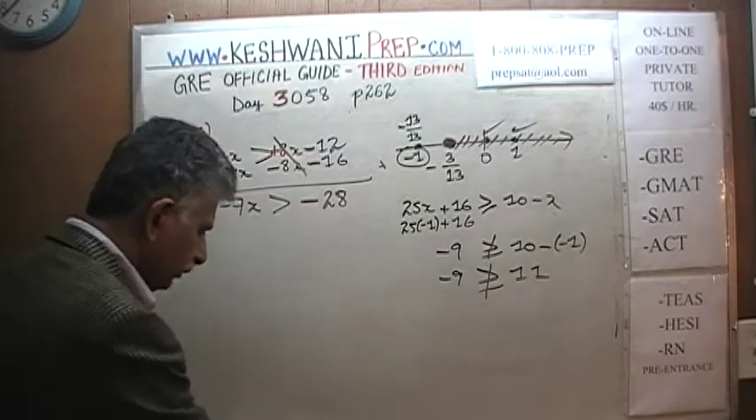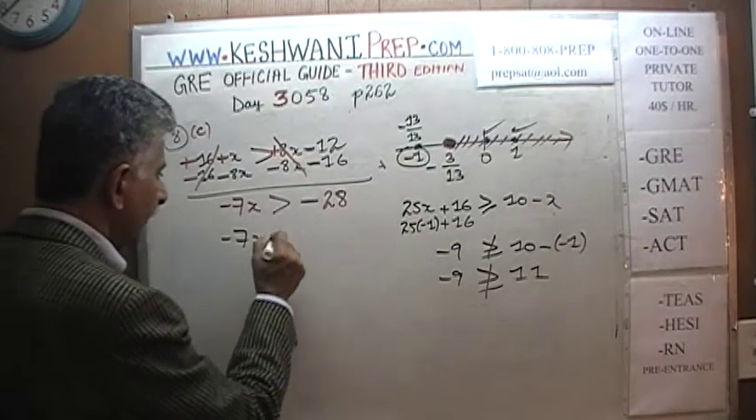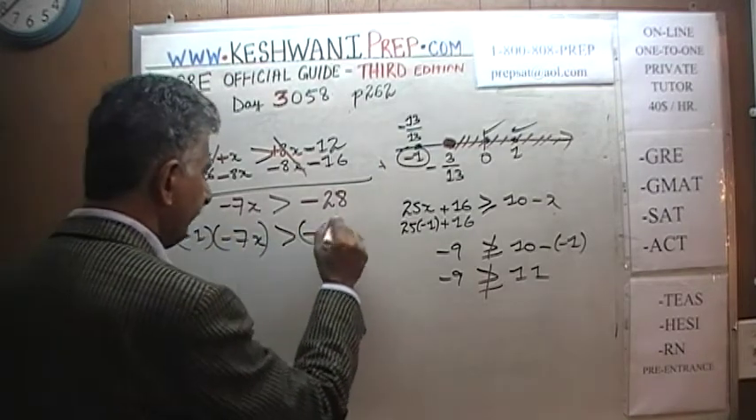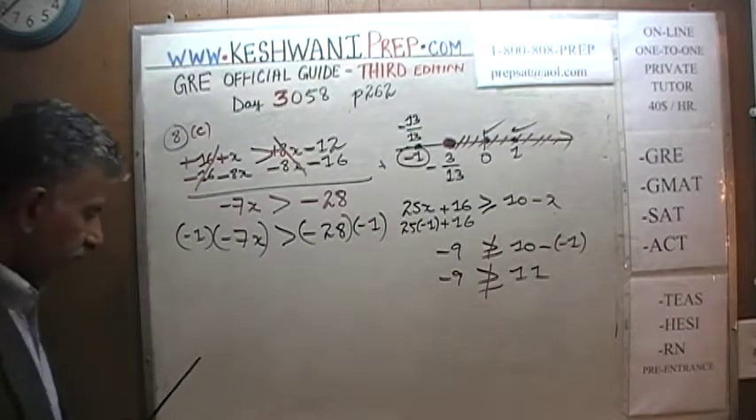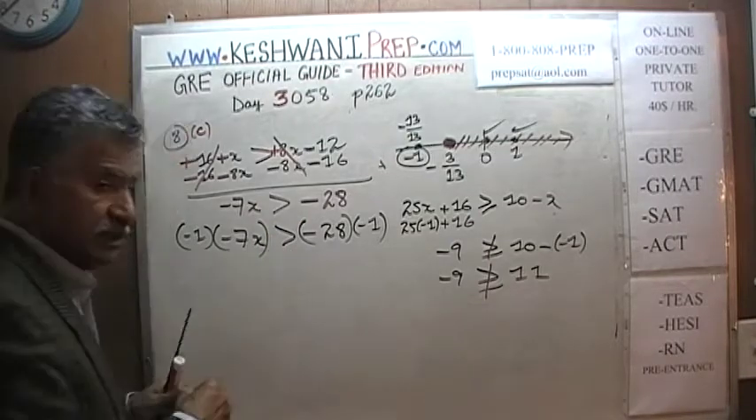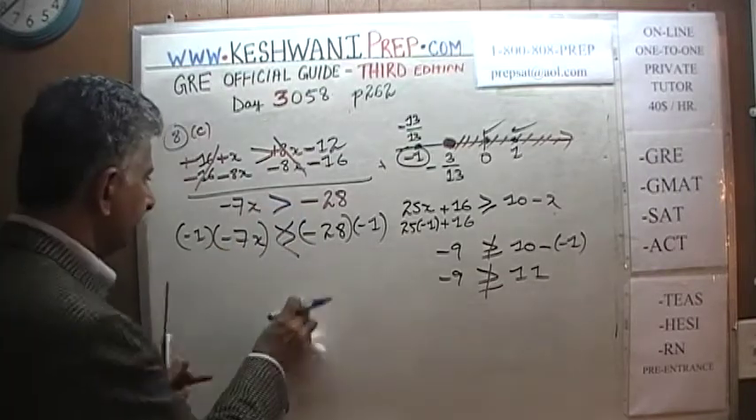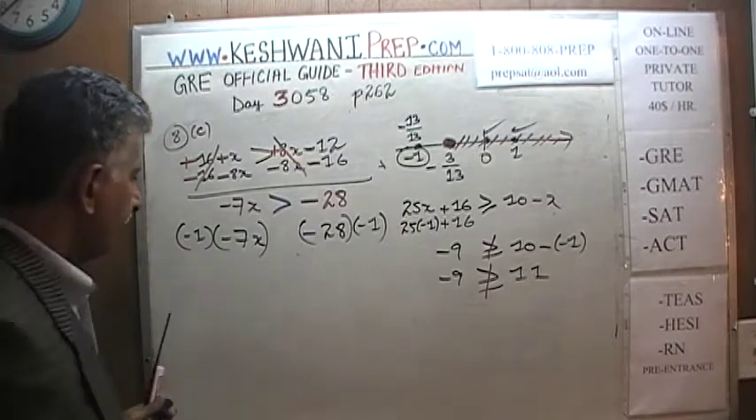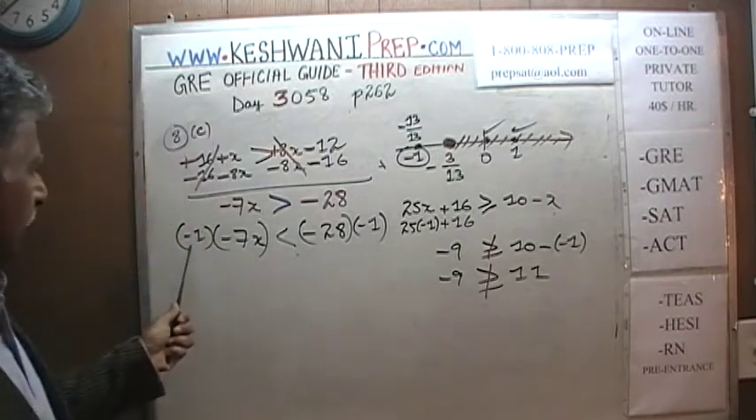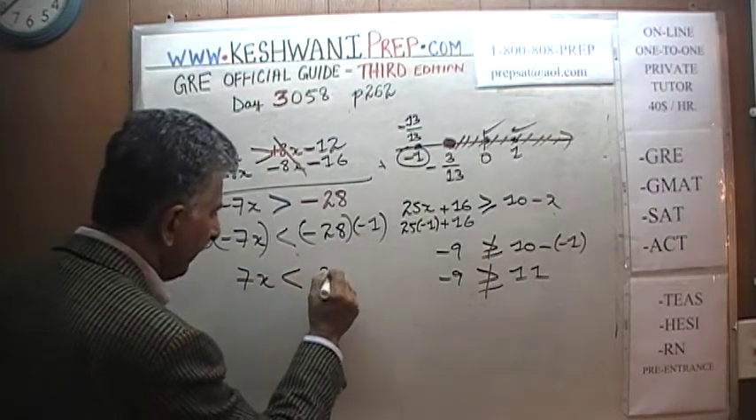And now, we need to get rid of this negative sign before we worry about the 7 part. We have negative 7x is greater than negative 28. Let's multiply both sides by negative 1. As soon as you do that, remember to change the direction of the inequality. Greater than should become less than. And now we will worry about the other stuff. So negative times negative is positive, so 7x has to be less than, and negative 28 times negative 1 is going to be positive 28, and now worry about the 7.